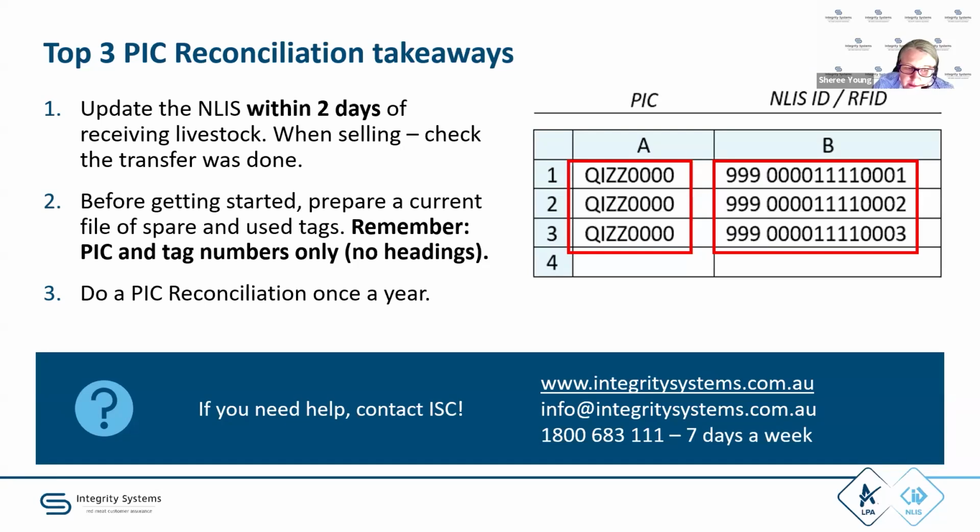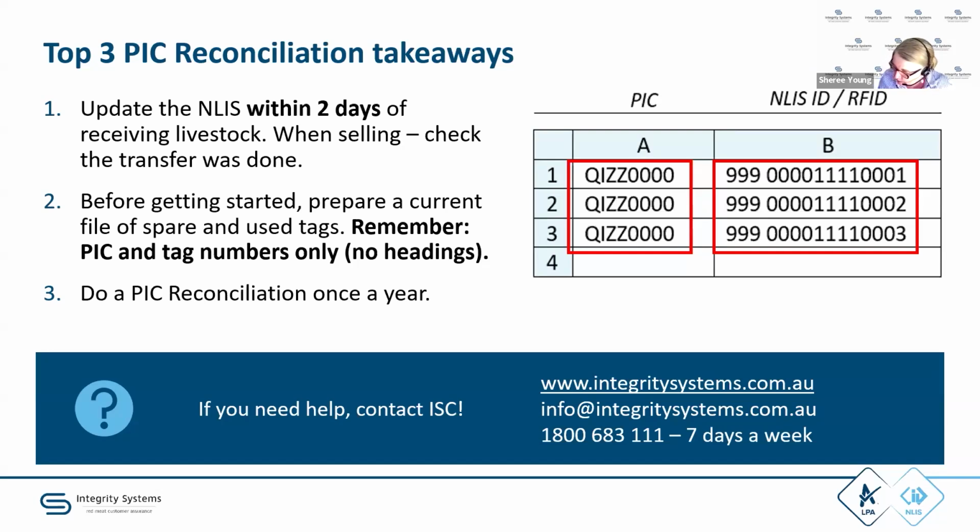Then our 3rd big takeaway is the PIC reconciliation once a year, just to keep things organized on your system. Make sure you know where your tags are at, what you haven't used yet. I think they're probably the main points that we try to get across amongst a lot of information that we've given out tonight. I noticed from the questions, there's been many questions asked, which is fantastic, and we love that engagement and that you're really keen to know more.